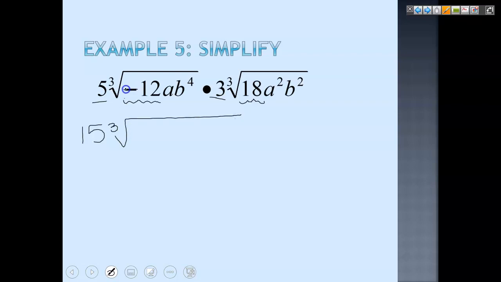Cube roots, remember we can take a cube root of a negative, so it's okay that that's a negative. And then what I'm going to do is kind of treat my number like multiples of other numbers. So 12 is 6 and 2.